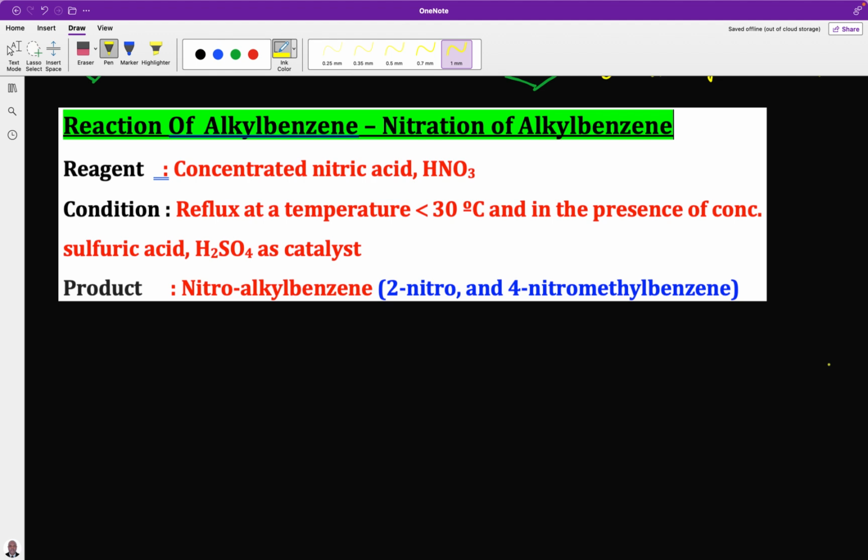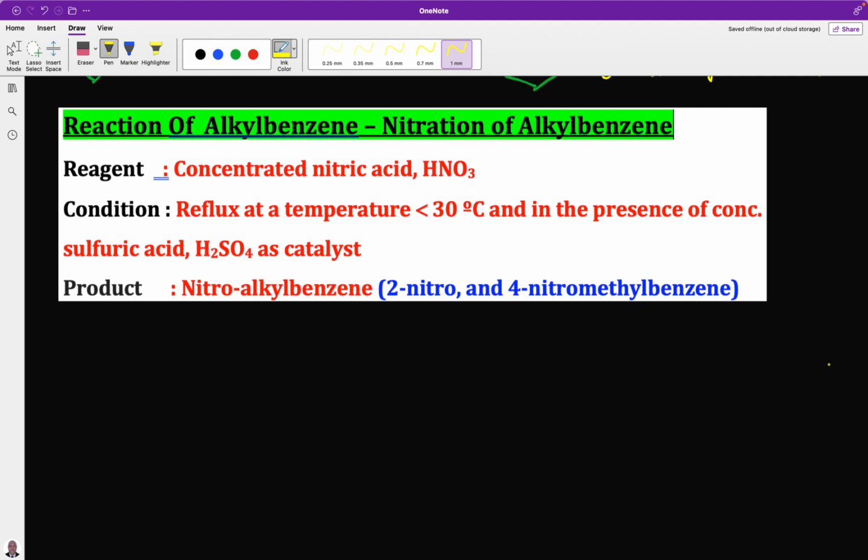nitromethylbenzene, and it will be a 2-nitromethylbenzene and a 4-nitromethylbenzene. But in case the temperature exceeds 30 degrees Celsius, we will have 2, 4, and 6. But on most occasions, this is rare.